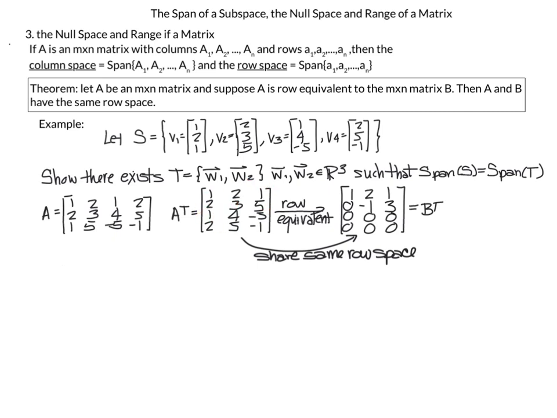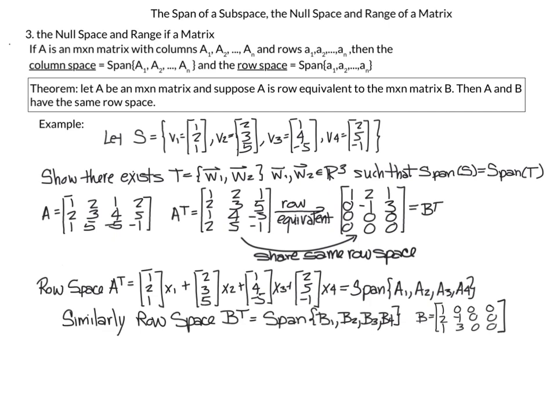Well, this A transpose is row equivalent to this matrix. I just did a bunch of elementary row operations and got this matrix here, which I'm going to call B transpose. These two have the same row space. So looking at the row space of A transpose, that means I'm taking these 4 rows and looking at the span of the 4 rows, or all the linear combinations. Similarly, we have the span of B1, the first row, the second, third and fourth row. And by our theorem, since these are row equivalent, they share the same row space. So this span here is equal to this span here.